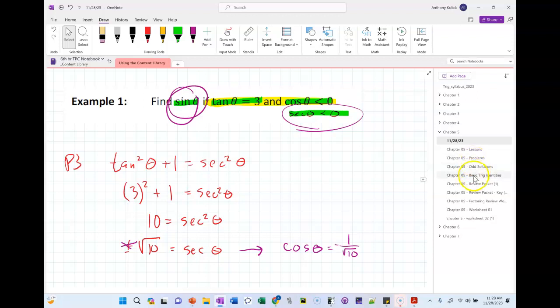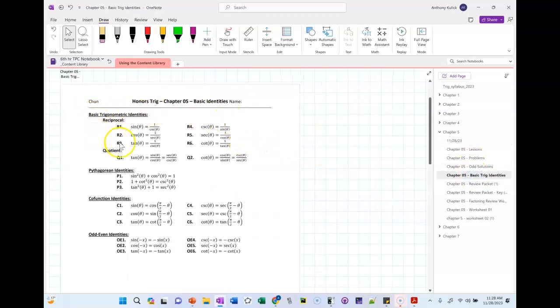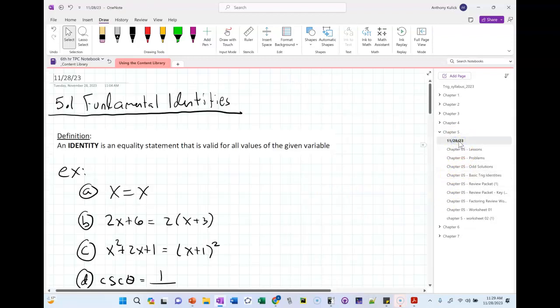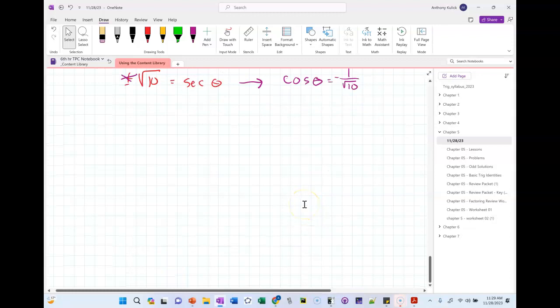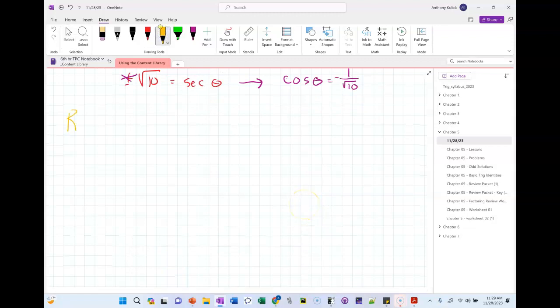Okay, so if I go to my identities, the reciprocals are out because they only contain two trig functions. But if I look at my quotient identities, the first one, tan theta equals sine over cosine, involves 3 of the things that I need to use. I'm going to use that one. What did we call that one? It was quotient 1.